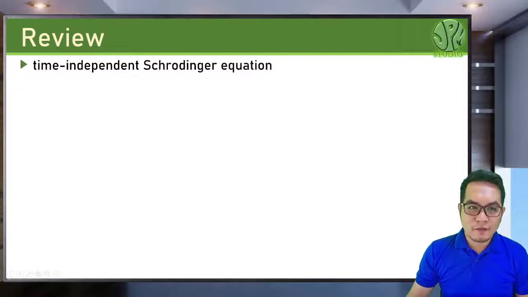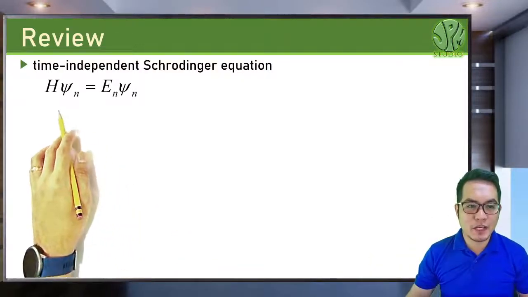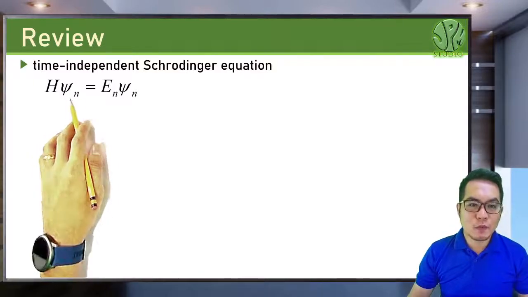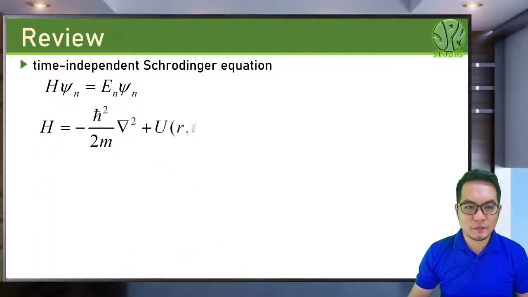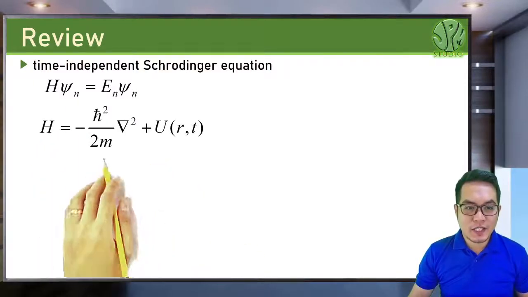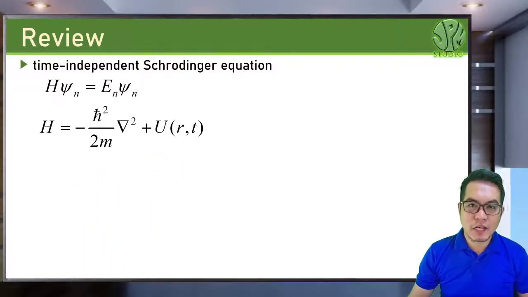So we have discussed the time-independent Schrödinger equation, which is just this eigenvalue equation. The Hamiltonian operator, which is Hermitian, acting on the wave function, will give you the energy eigenvalues. And the Hamiltonian is just the kinetic energy operator plus the potential energy operator.